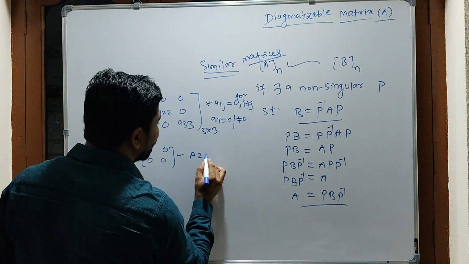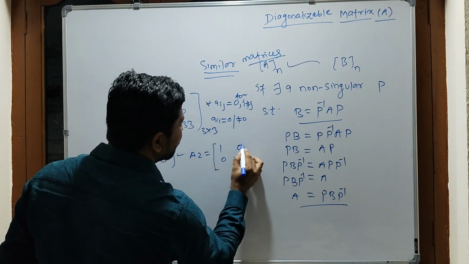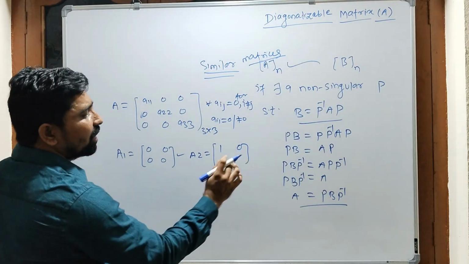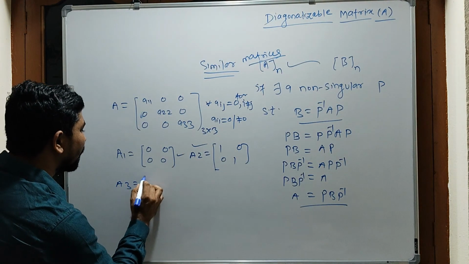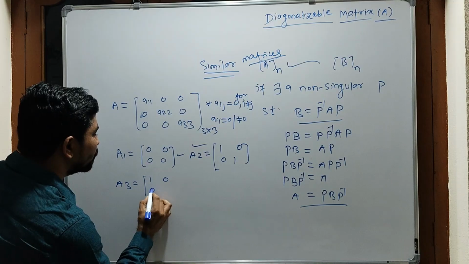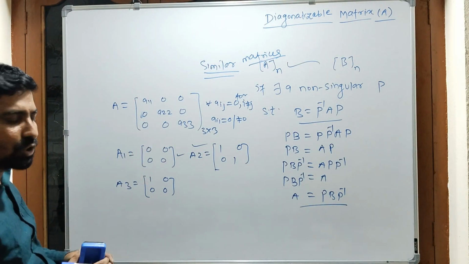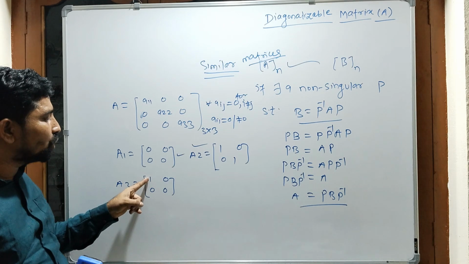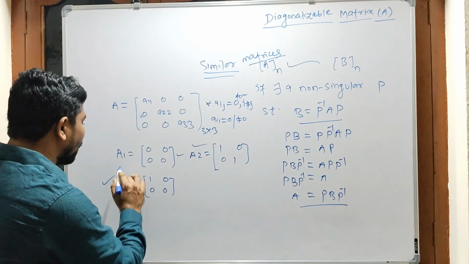Here I will write A2 equal to 1 0 0 1. So here the non-diagonal entries are 0. This is a diagonal matrix. Let's say A3 equal to 1 0 0 0. This is also a diagonal matrix. Here the non-diagonal entries are 0, and one diagonal entry is non-zero and another diagonal entry is 0. So this is also a diagonal matrix.